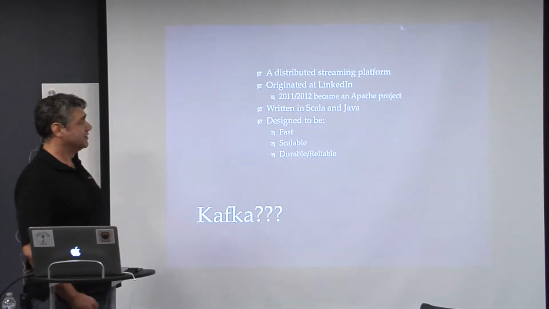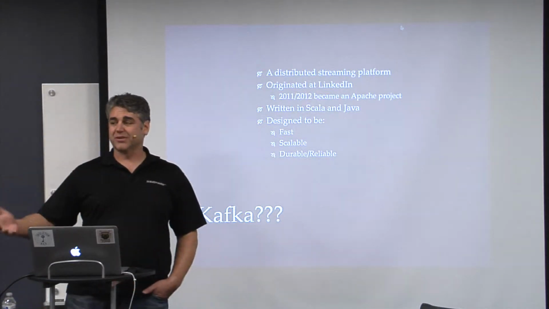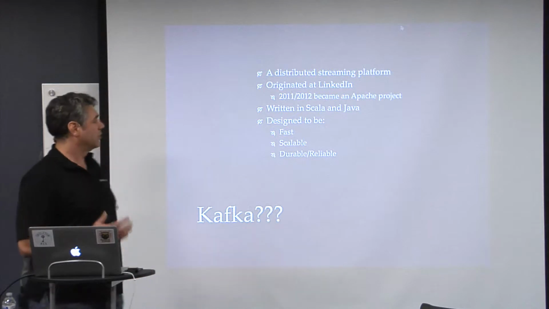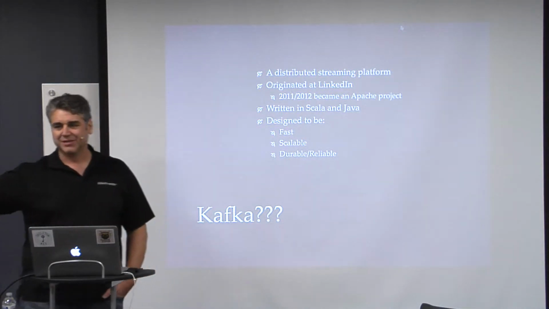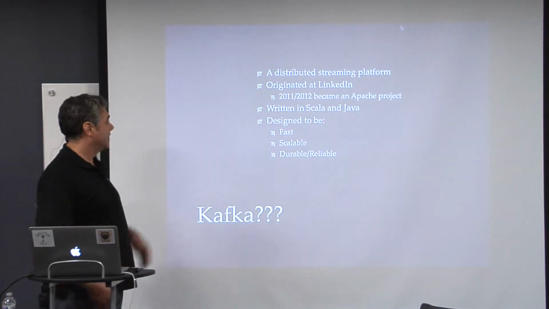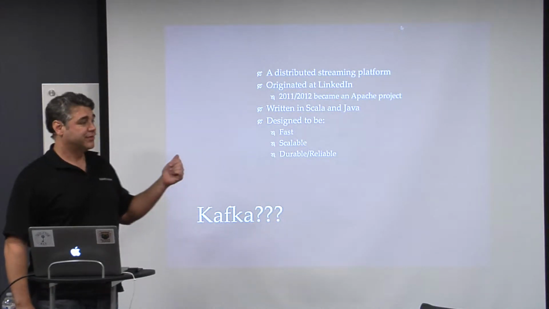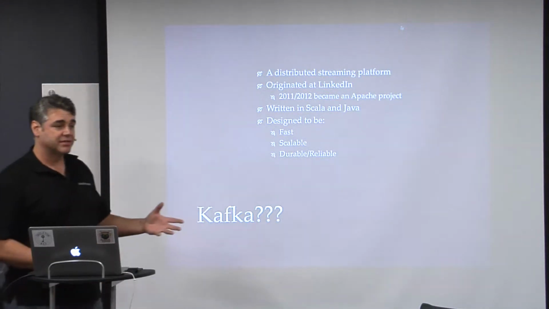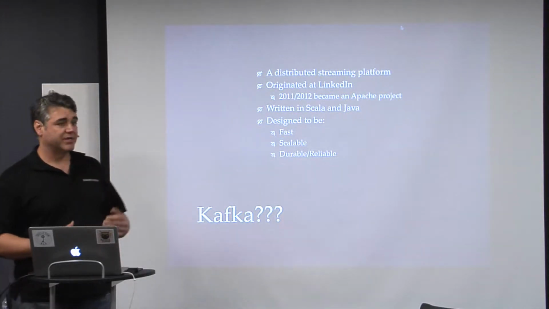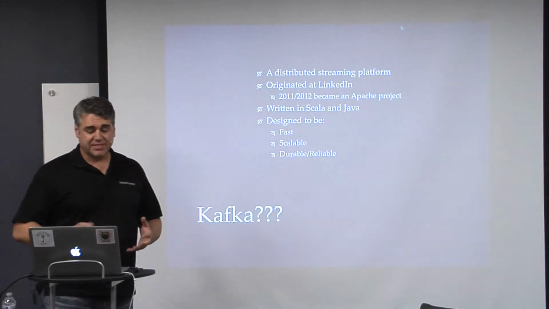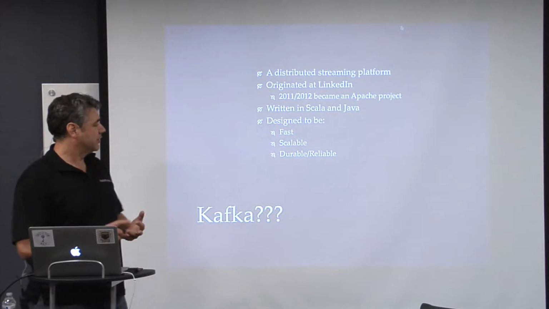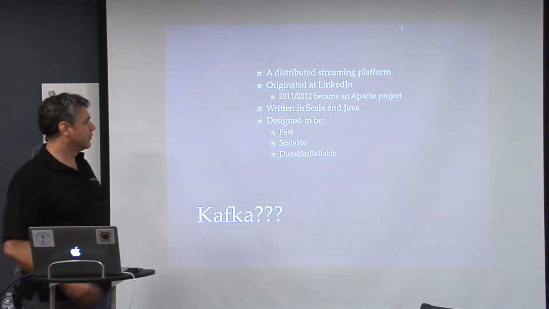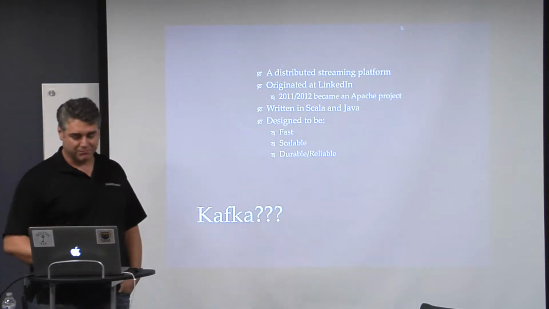So what is Kafka? Well, it is a distributed streaming platform. And if you were like me, you would say, well, what in the world does that actually mean? And we'll get there. So as I said, it started at LinkedIn. About 2011, 2012, it became an actual Apache project, and it's primarily written in Scala and Java. Basically, it's designed to be fast, scalable, durable, and reliable, like any great sales pitch for a distributed streaming platform.